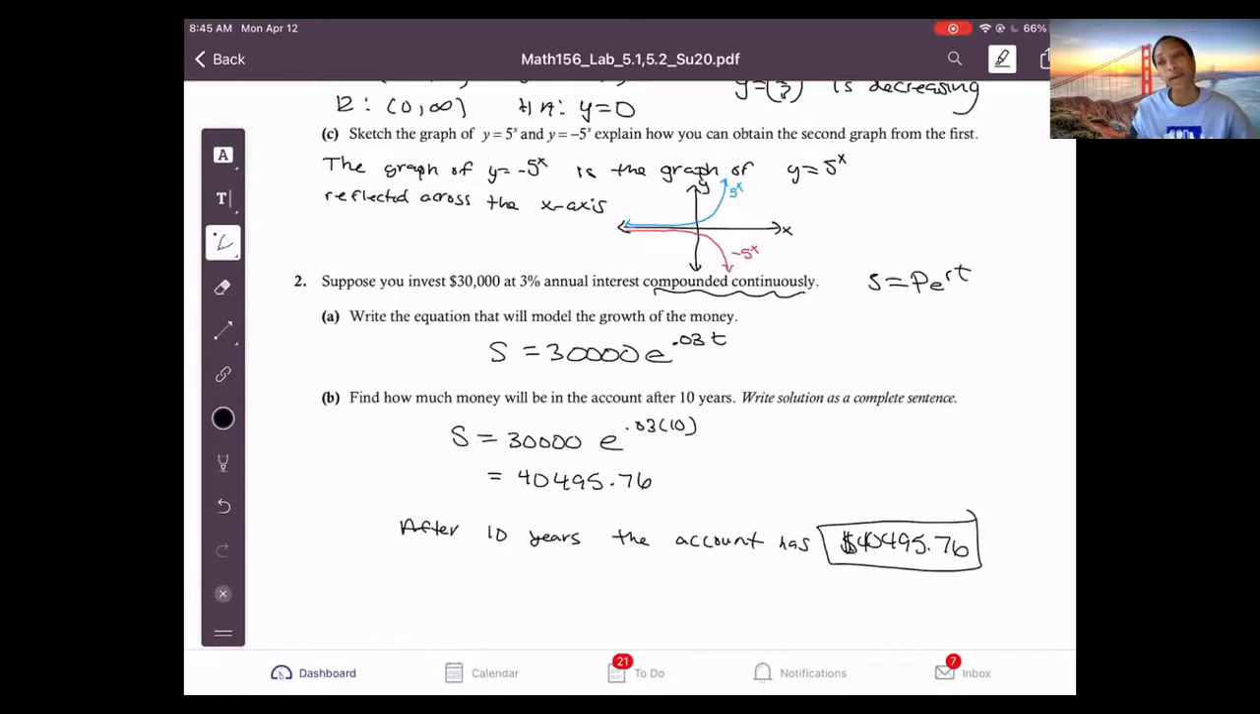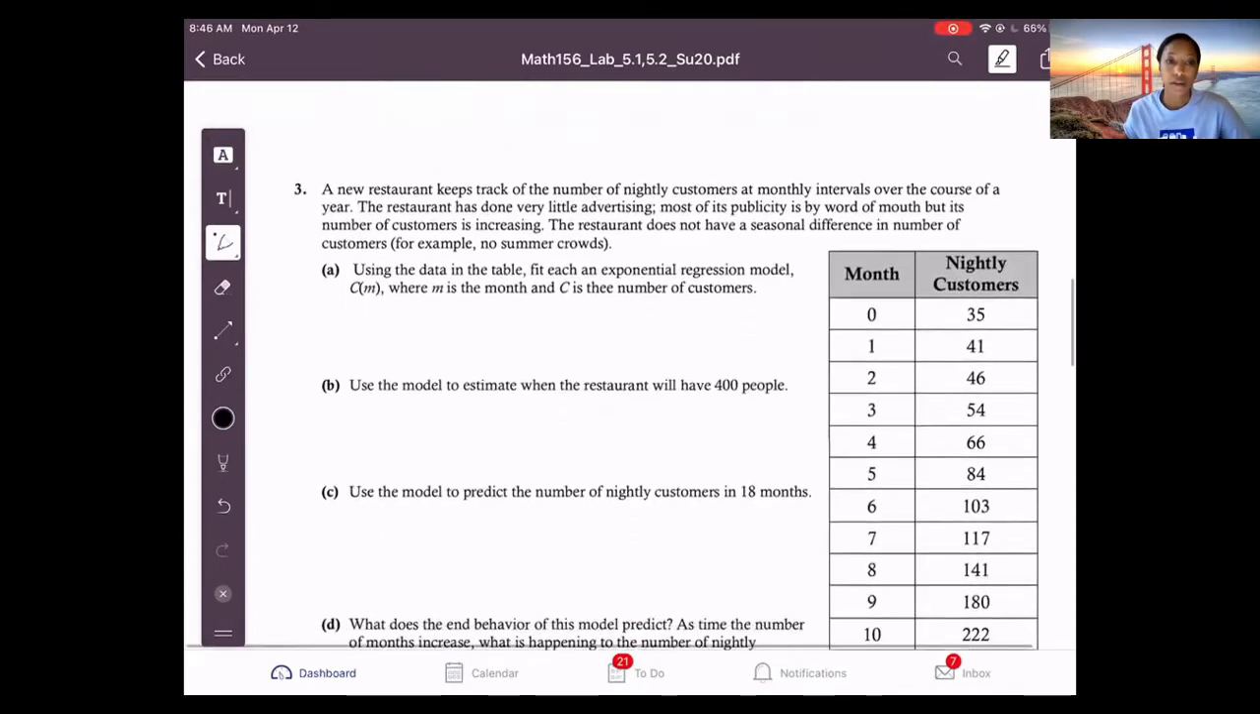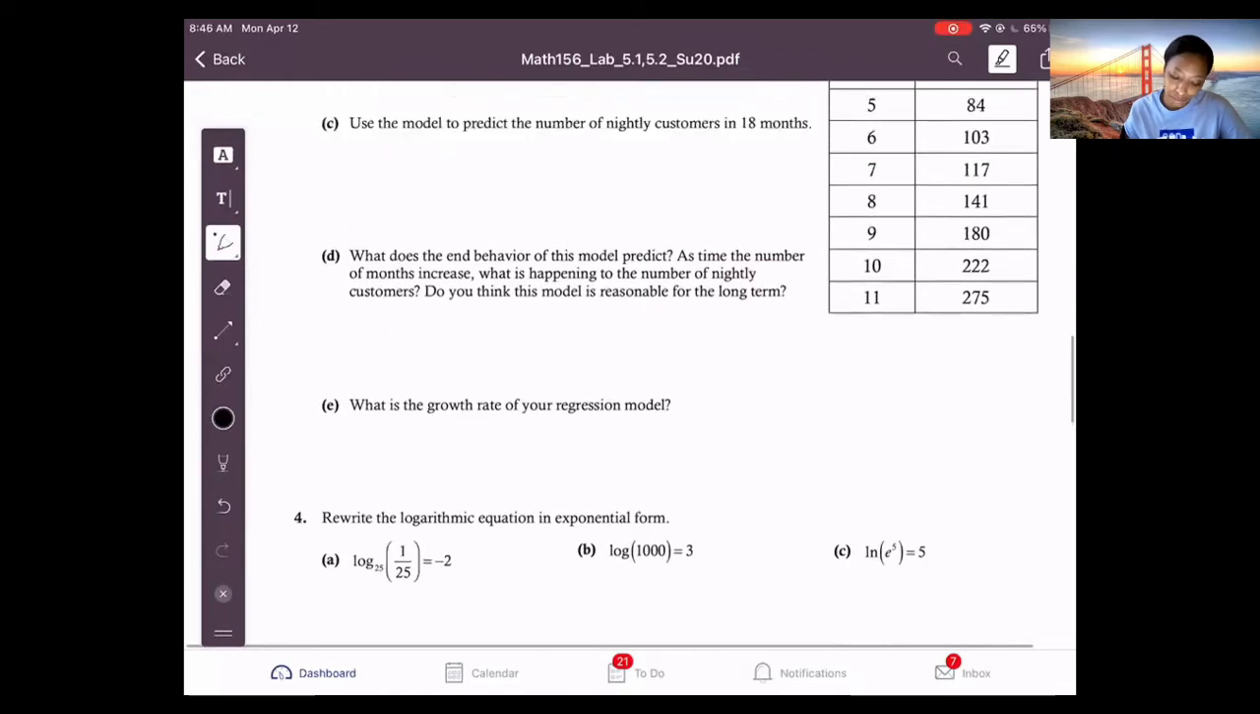And remember, we have 2 compound interest formulas. We'll see those again in chapter 6. When you see continuously compounded, that's where you use the one with the e. Then on to problem number 3. Look at this fun one.